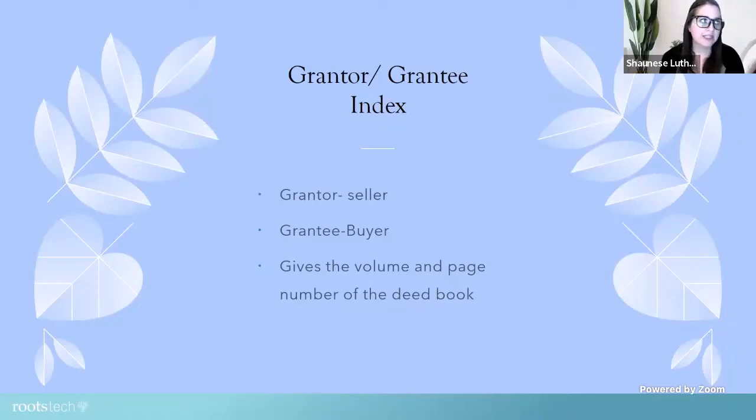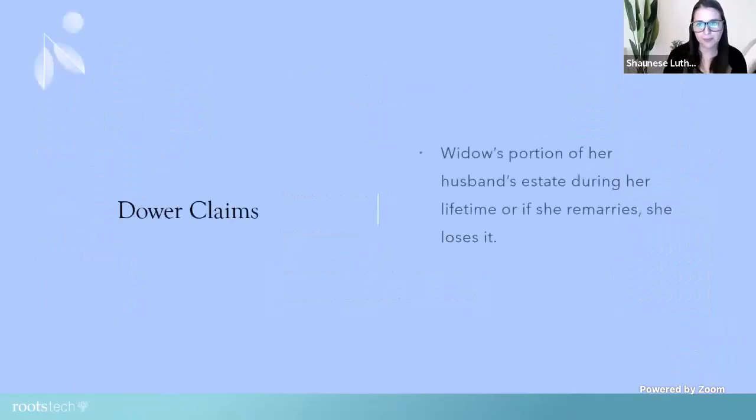So after the grantee and grantor index, we have the dower claims. Now, as I mentioned before in the wills, if the husband dies, then the wife will get a portion of his estate during her lifetime. But if she is to remarry, she will lose it. She will not have that portion. It will go to the rest of the family.